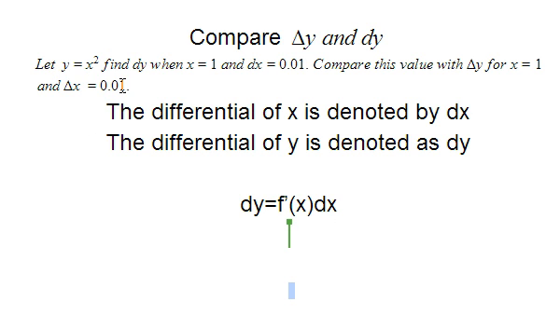We're going to let y equal x squared. We're going to find dy when x is equal to 1, and dx is equal to 0.01. So I want you to think back at that very first picture that I showed in this lesson about the closer we get, or the smaller dx gets, the better the approximation becomes. We're going to compare this value with the delta y for x equals 1, and the delta x is equal to 0.01. Okay, so I guess we need to bring up the board and get started.